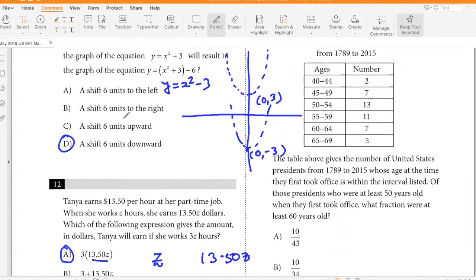The table above gives the number of US presidents from 1789 to 2015 whose age at the time they first took office is within the interval listed. Of those presidents who were at least 50 years old when they first took office, what fraction were at least 60 years old? Okay, so at least 50 years old is this group, 50 onwards. So that's 13 plus 11, 24, plus 10, 34. And of those, at least 60 years old are these two rows. So that's 10, 10 over 34.